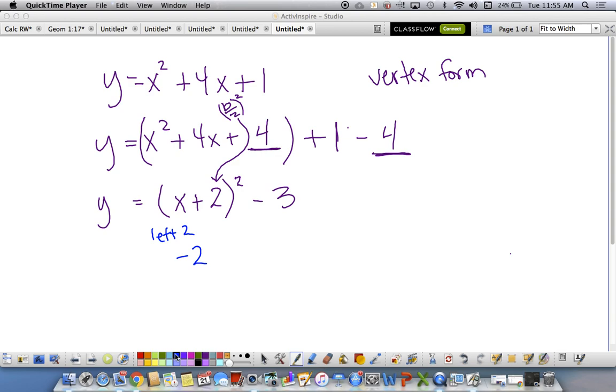What do we call that minus 3 on the outside? It's a vertical shift. It means it's simply going to move down 3. So what are we moving? Left 2 and down 3. The vertex. So guess what your vertex is? Negative 2, negative 3. If it's in parentheses, that's going to be a left and right shift. If it's not in parentheses, it's an up and down shift.